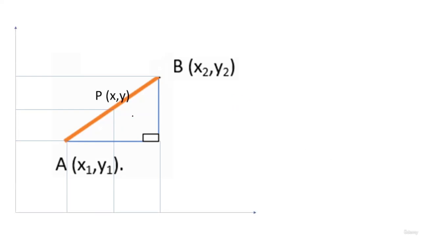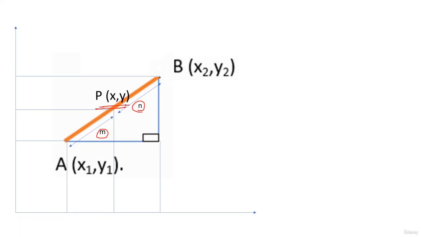As I have shown here, there is a point P somewhere in between the points A and B. The property of this point P is such that it divides this line segment AB in the ratio m is to n. So what will AP is to PB be? It will be m is to n.